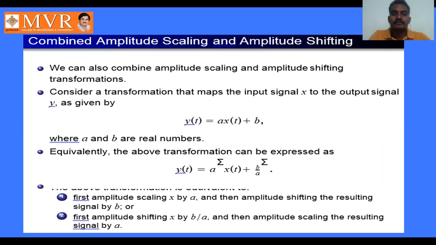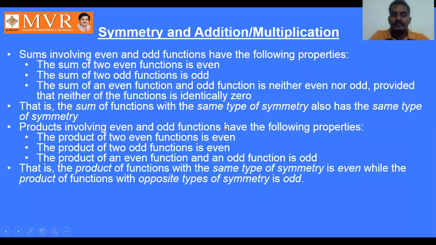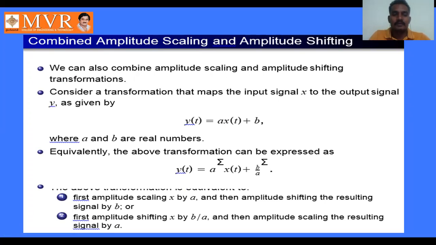y of t is equal to a into x of t plus b. A into x of t is nothing but scaling. It is related to amplitude scaling, and plus b is nothing but amplitude shifting. It can be shifted by b units, and it can be scaled by a positive a. Here, a and b are real numbers.